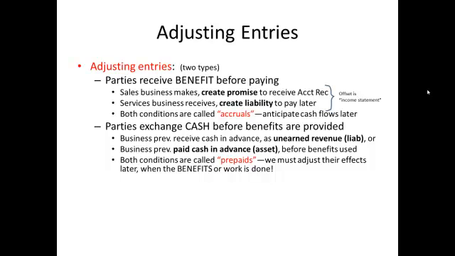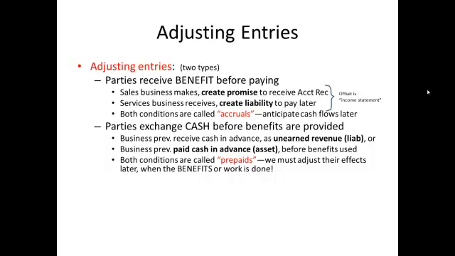The second type of adjusting entry is prepaids. This is adjusting a previous entry that involved a flow of cash, either in or out. Businesses may receive cash in advance, creating an unearned liability. They must adjust that later at period end, for how much of that has been earned, shifting into a regular revenue account. Or businesses may have purchased an asset in advance, like insurance, and as benefits are used up, they have to adjust that asset downward, and the offset is an expense account.